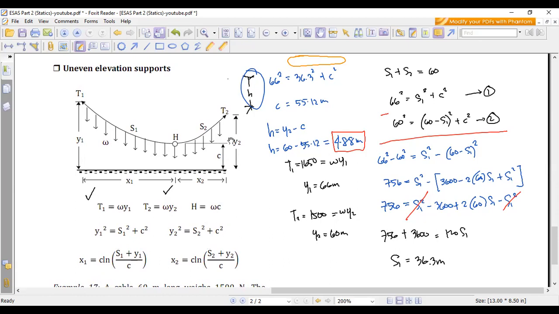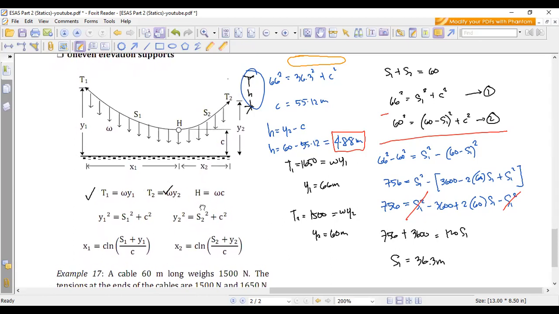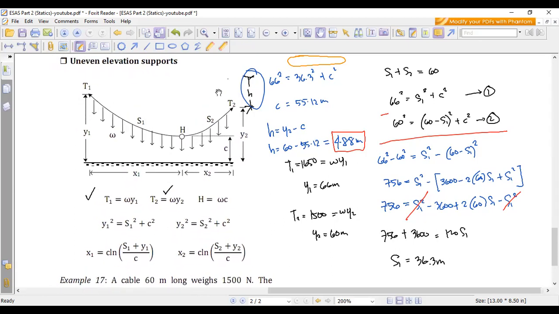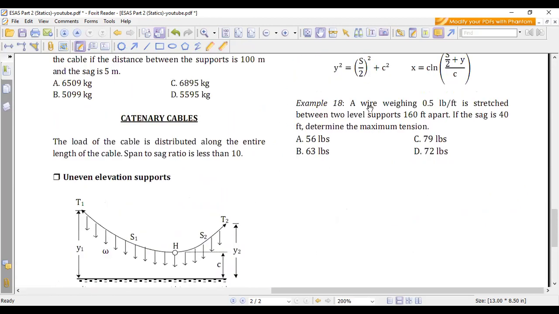Other formulas may be used, depending on what is being asked in the problem. Sooner or later you will encounter some problems like this, so you have to be familiarized with the formulas. And then the last problem.